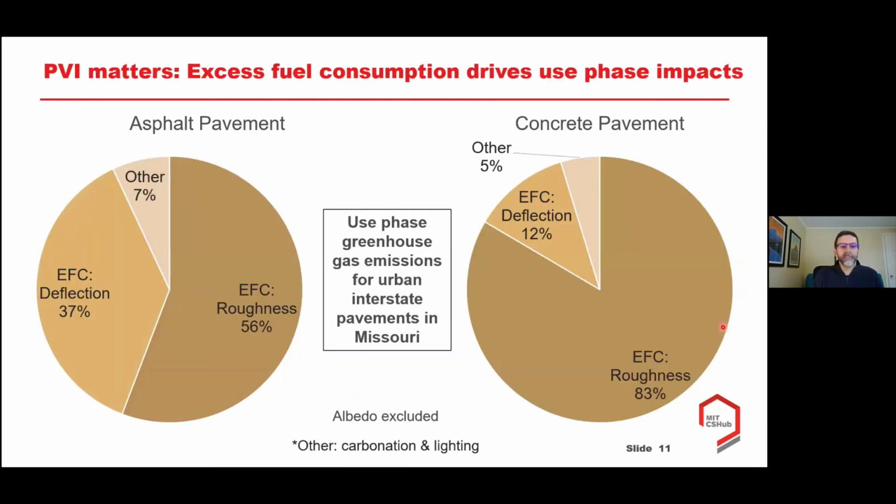Now, if I take a dive into that use phase component, at least for this particular analysis, the excess fuel consumption is what's really the driver. For the asphalt pavement, you can see the roughness is a pretty big driver, but deflection also matters a lot. That's the part related to stiffness, or the structure of the pavement, whereas this has to do with the roughness. On the concrete side, you can see the roughness is much more dominant. And that's primarily because asphalt's a viscoelastic material, and so the stiffness properties can vary with time and temperature. So they tend to be a little bit more susceptible to that deflection component.